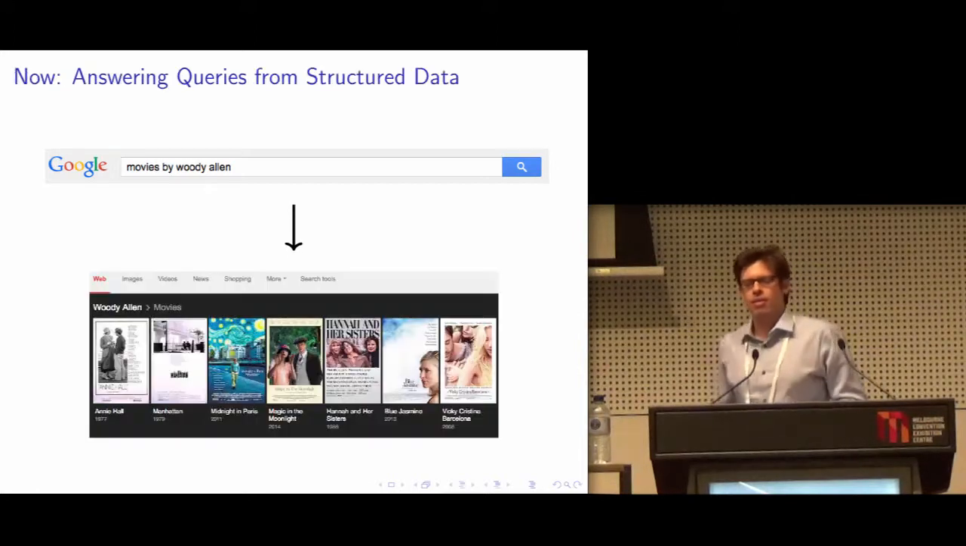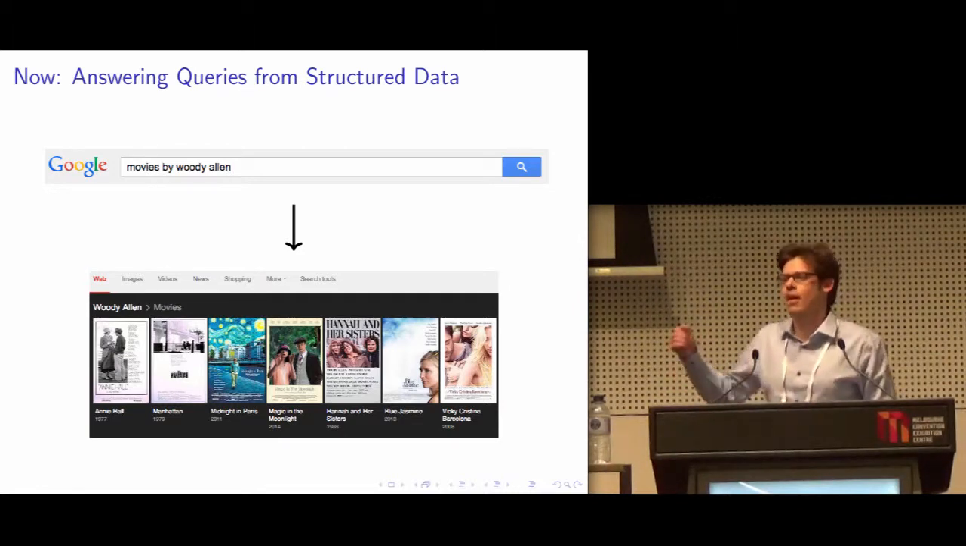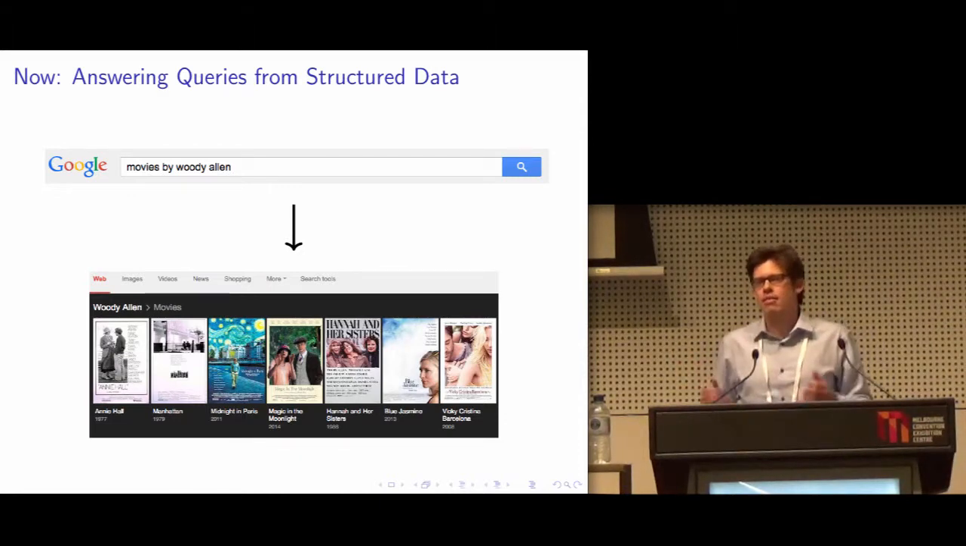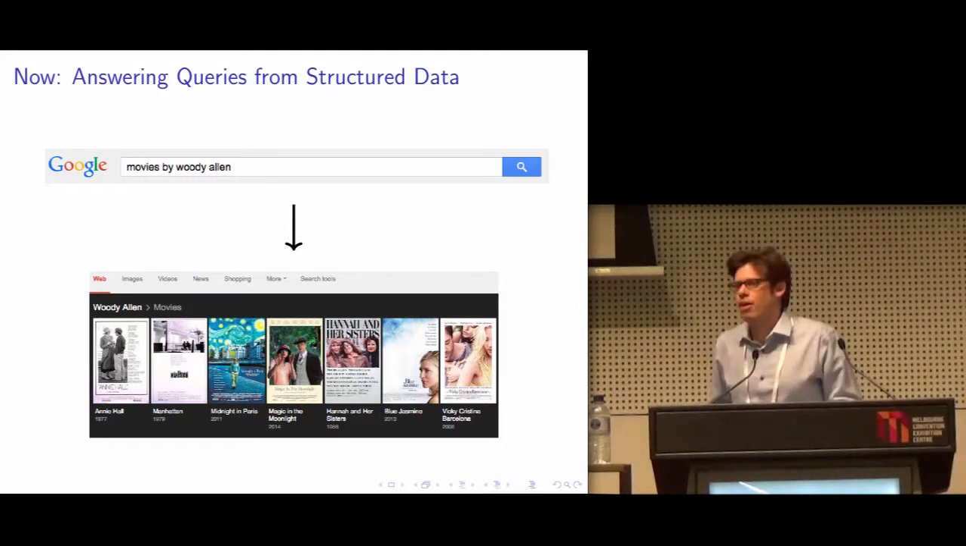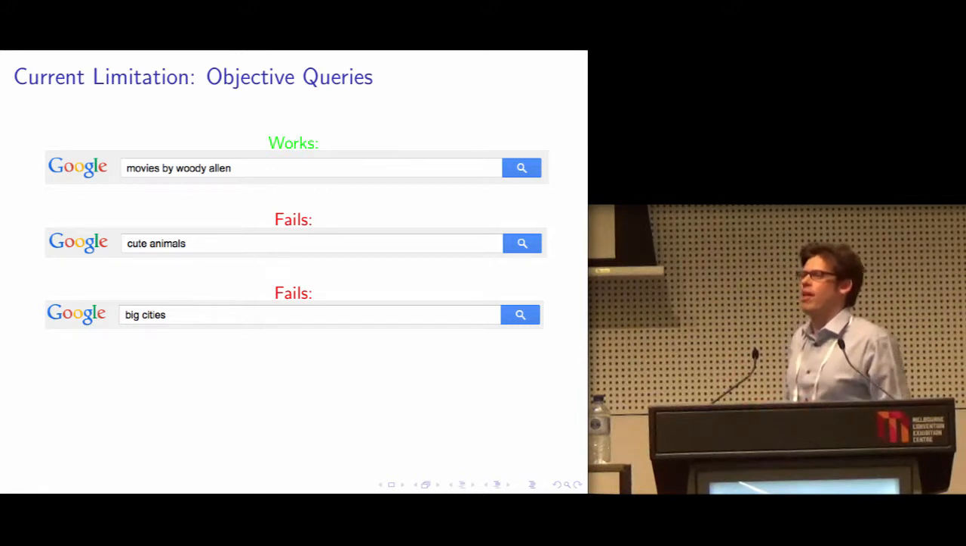But nowadays, search engine providers try to answer queries from structured data. This means that instead of documents where you can find the answer, you get the answer directly. In case of our example query, for instance, you already would obtain a list of movies directed by Woody Allen with some additional information, and this list is generated from the Google knowledge base. For the moment, this works for objective queries.